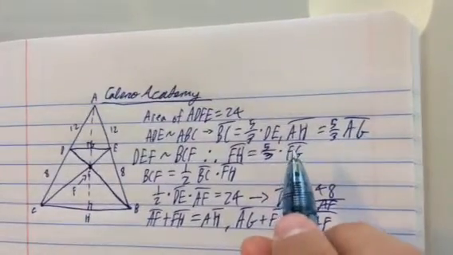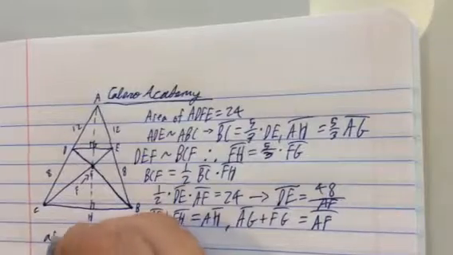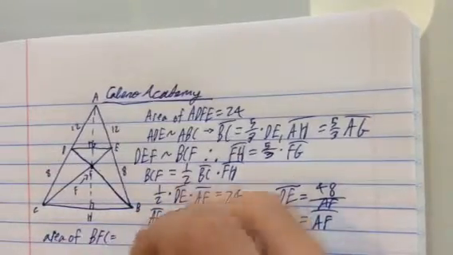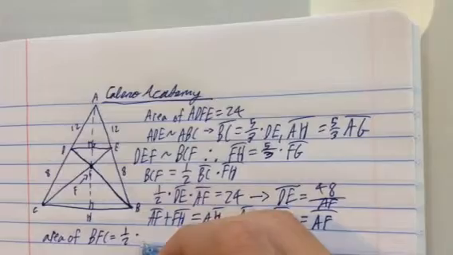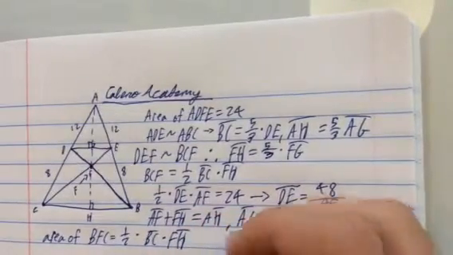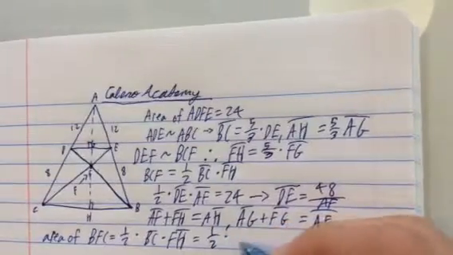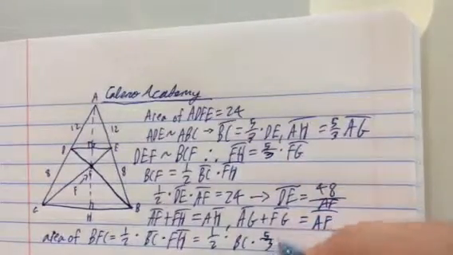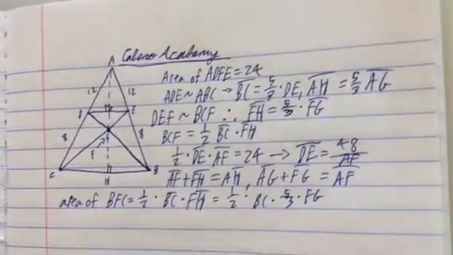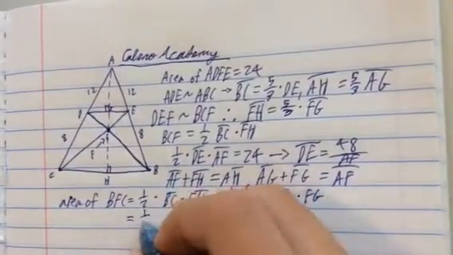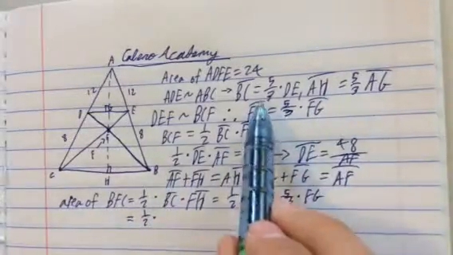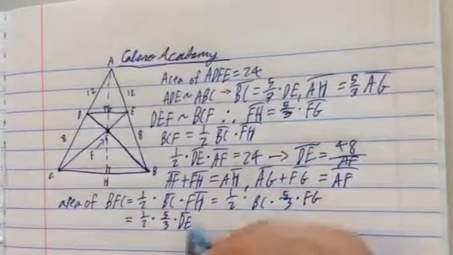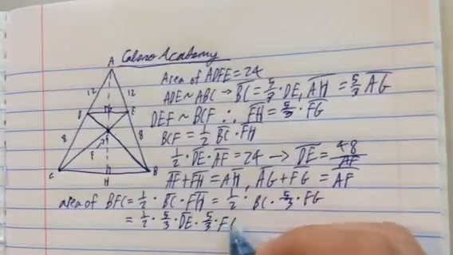Now, let's just start plugging in the formulas that we have now. So the area of BFC is equal to 1/2 times BC times FH, which equals 1/2 times BC times, plugging in the guys from over here, 5/3 times FG, which will equal 1/2 times, substituting in for BC, 5/3 times DE times 5/3 again, times FG.